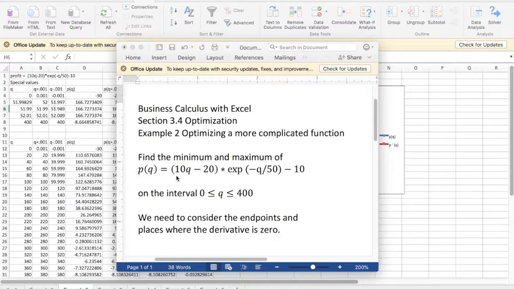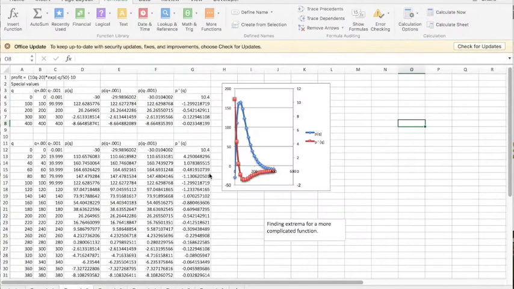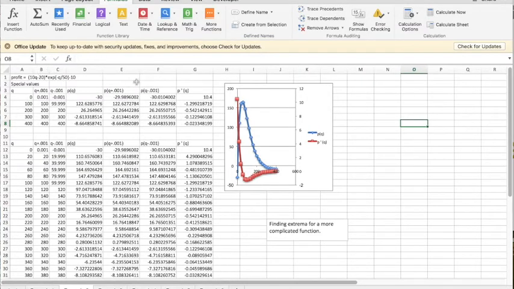P of q is (10q minus 20) times e to the minus q over 50, minus 10. And we're interested in looking on the interval from 0 to 400. We're going to set it up like we did last time. We have q, q plus 0.01, q minus 0.01, and then the function evaluated at those points. That gives us the derivative.